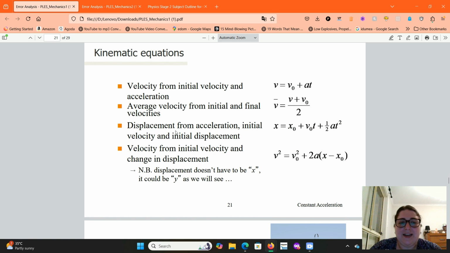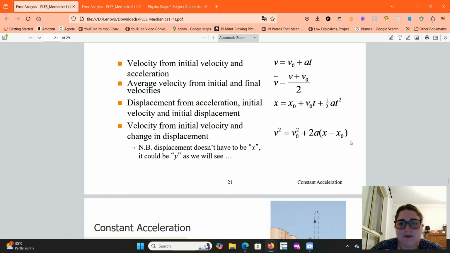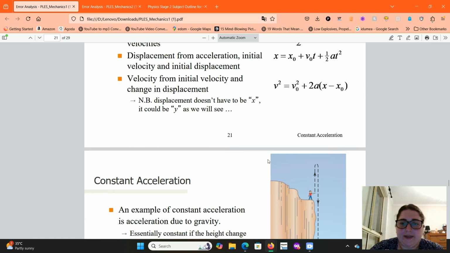Alright, displacement from acceleration. They use an x for displacement instead of an s. Don't ask me why. I apologize, but if you see an x anywhere in these PowerPoints, it is referring to displacement or distance. If it's in bold, it's displacement. If it's just a regular, it's distance. So displacement from acceleration, initial velocity, and initial displacement. Alright, velocity from initial velocity and change in displacement. Displacement doesn't have to be x, it could be y, as we will see. We'll get to that a little later.